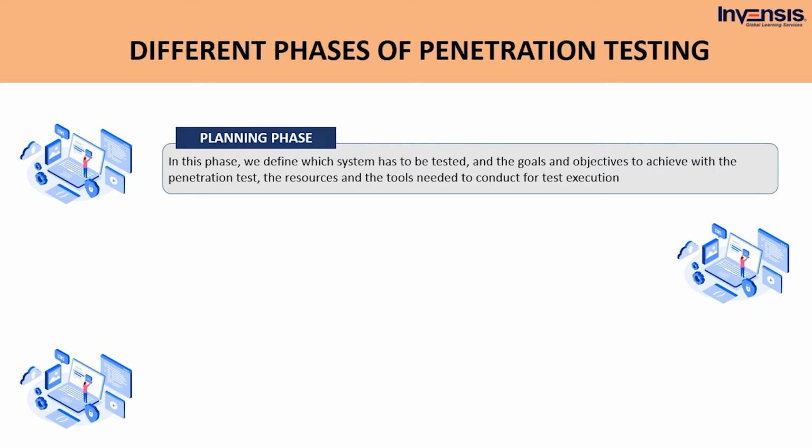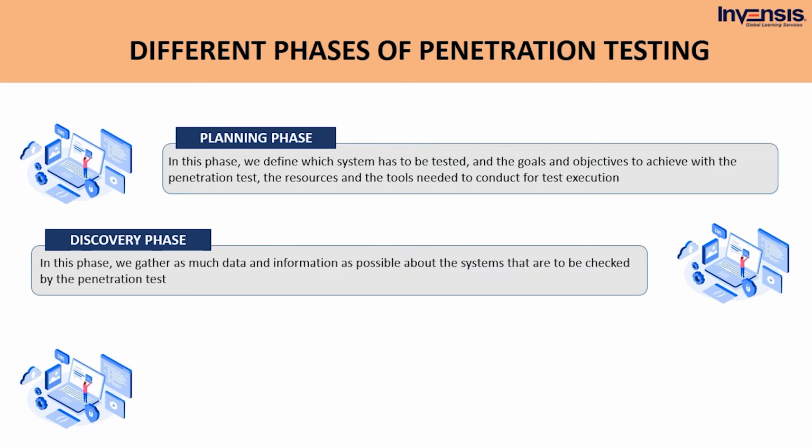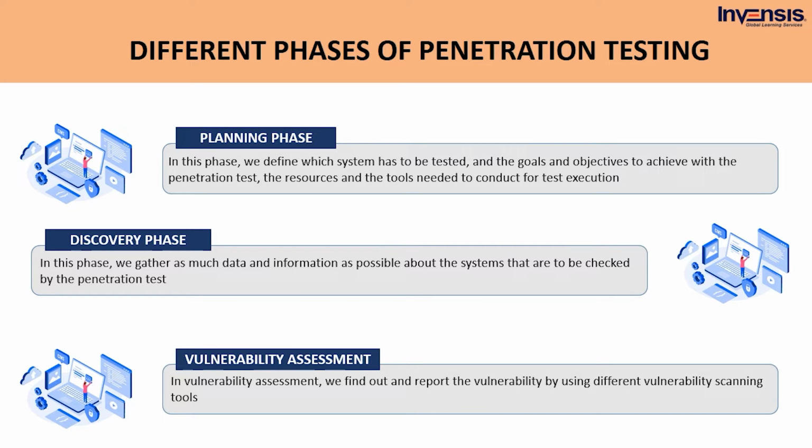Planning phase. In this phase, we define which system has to be tested, and the goals and objectives to achieve with the penetration test, the resources, and the tools needed to conduct for test execution. Discovery phase. In this phase, we gather as much data and information as possible about the systems that are to be checked by the penetration test. Vulnerability assessment. In vulnerability assessment, we find out and report the vulnerability by using different vulnerability scanning tools.